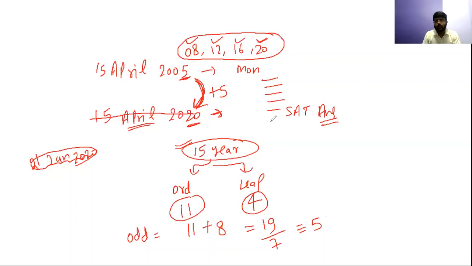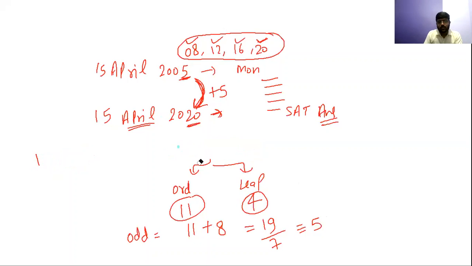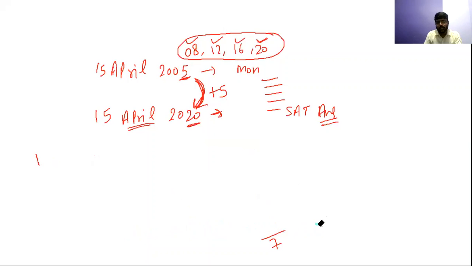Okay, so this is one of the ways. There can be a shorter way as well. Let me tell you very quickly. You can avoid all these things. Few things you can directly calculate when you are clear with the idea.